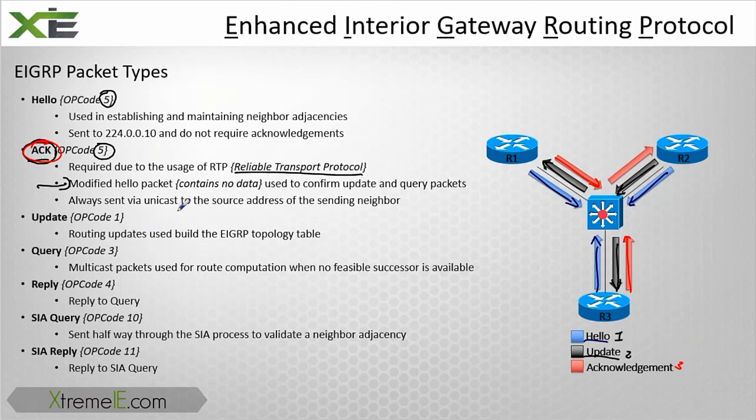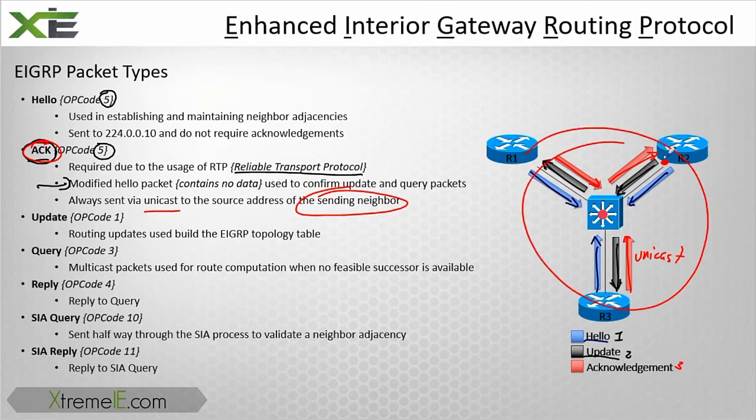Is it in here? Yes, I think. Here we go. Unicast. So these guys are always going to unicast it back to the actual address, the sending neighbor where they received it. So if router 2 sent out an update from that interface, router 1 and router 3 are going to send their ACK packet back to that particular interface. And so this is kind of the three-step process that EIGRP is going to take when we are forming an adjacency.